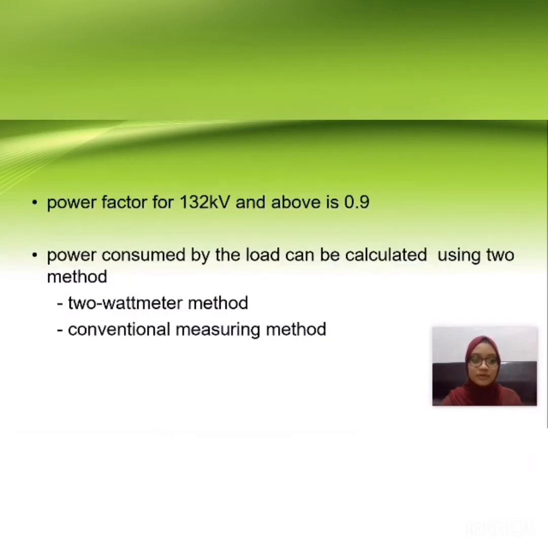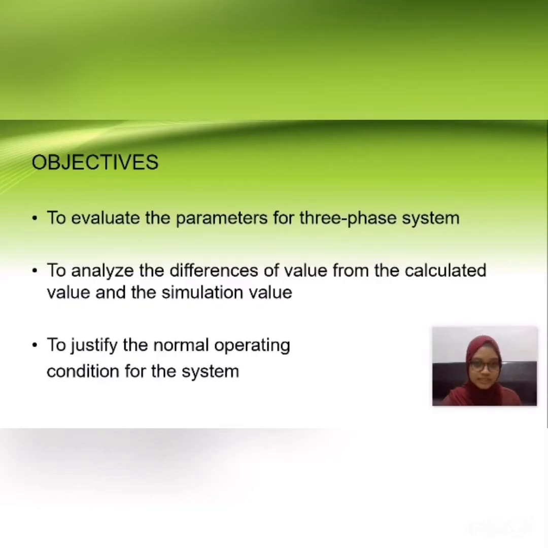Next, the power factor for 132 kilovolts and above is 0.9, and this value is also given in the book. The power consumed by the load can be calculated using two methods, which are the 2 wattmeter method and the conventional measuring method. There are three objectives of this project. The first is to evaluate the parameters of the three-phase system. Next, to analyze the differences between the calculated value and the simulation value. And the third is to justify the normal operating condition for the system.